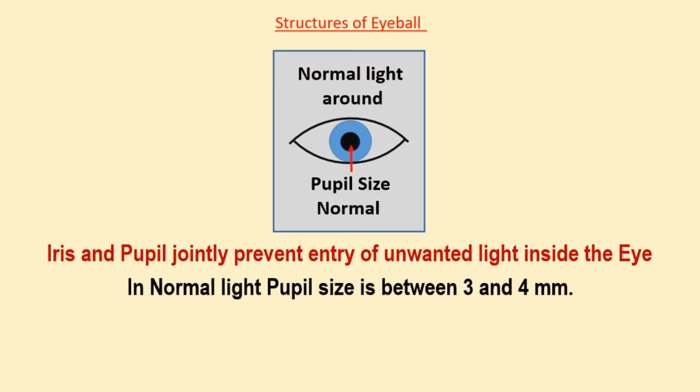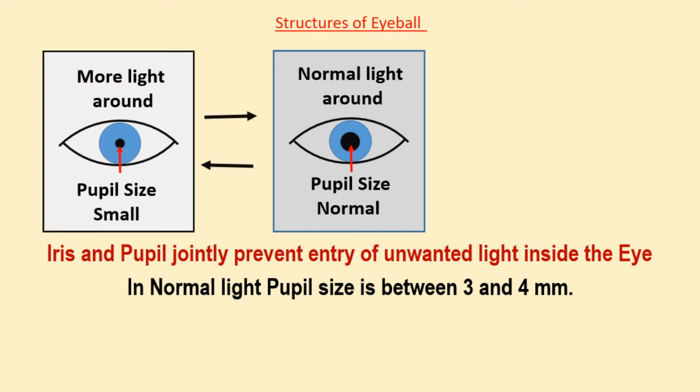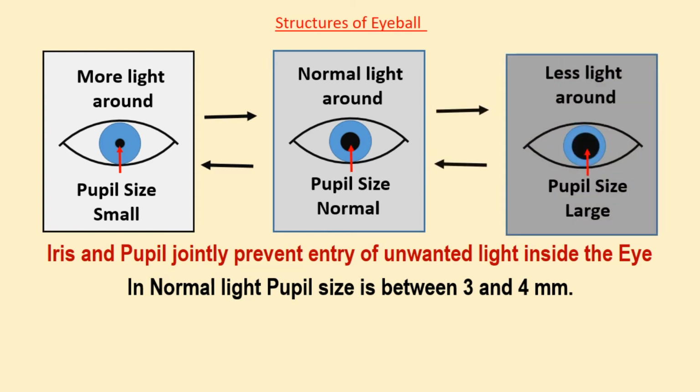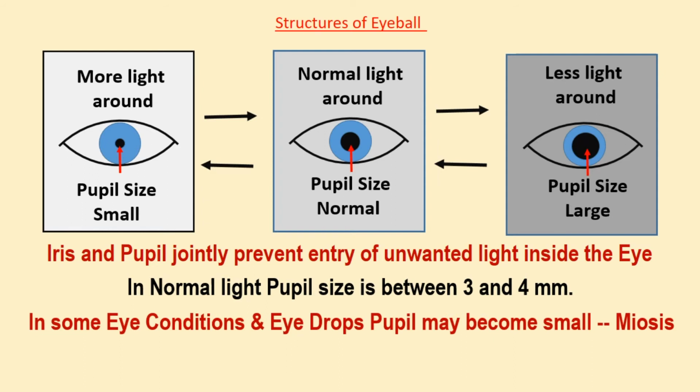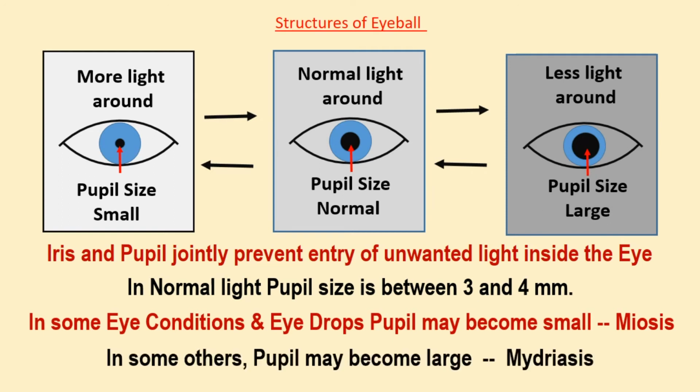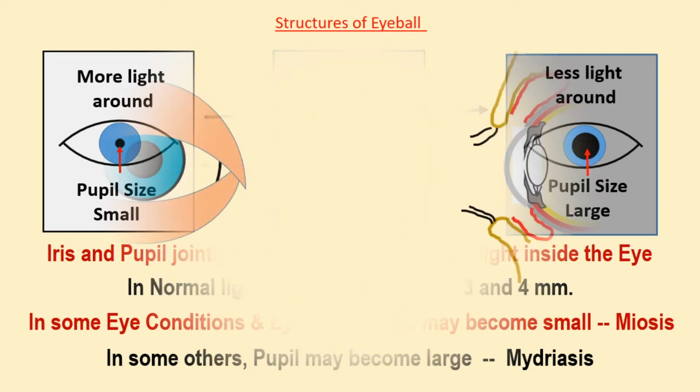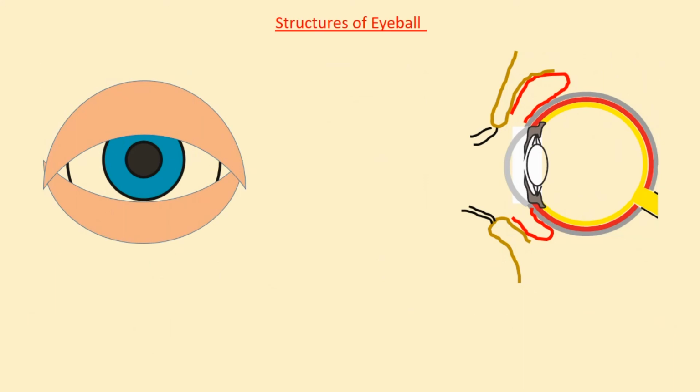In normal light, pupil size is between 3 and 4 millimeter. But when we go out or there is more light in the room, the pupil becomes small. At night and when there is less light around, the pupil becomes large. In some eye conditions and eye drops, pupil may become small. This is called miosis. In some other eye conditions and eye drops, the pupil may become large. This is called mydriasis.